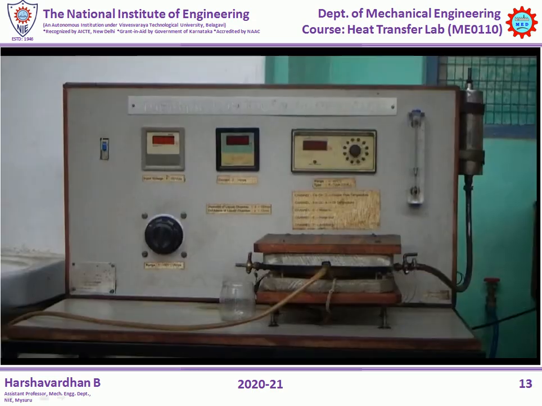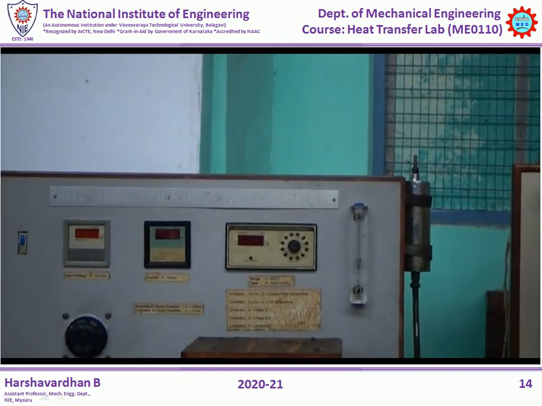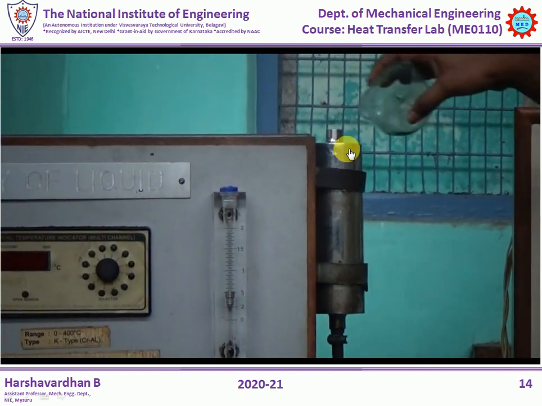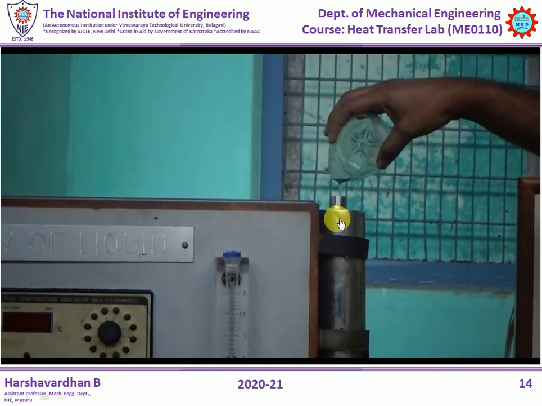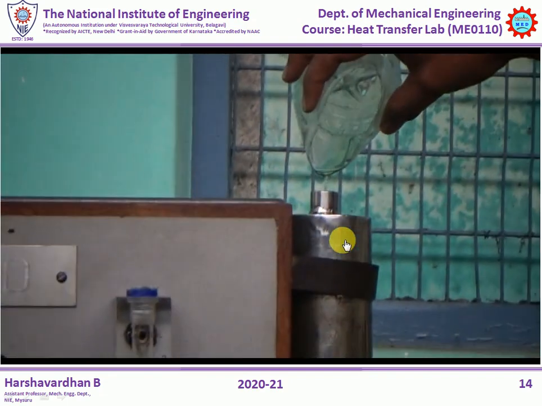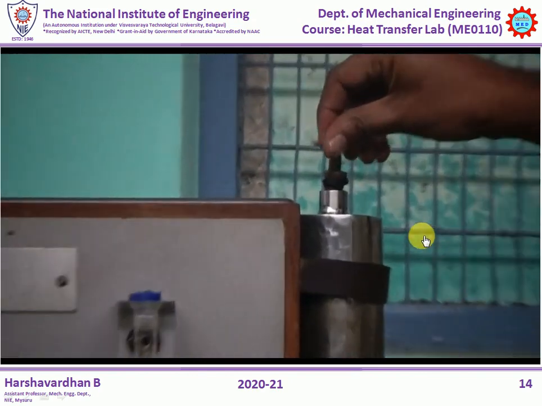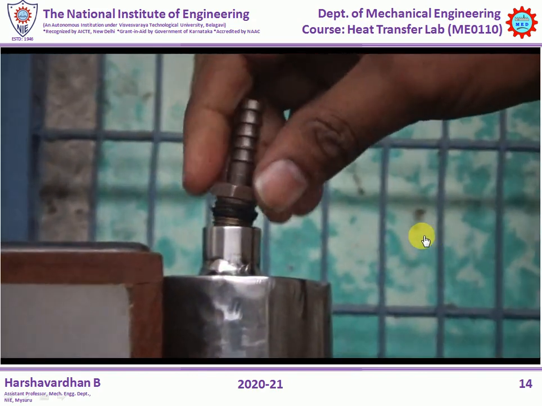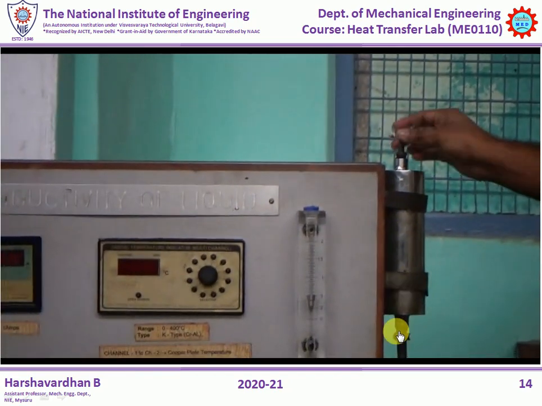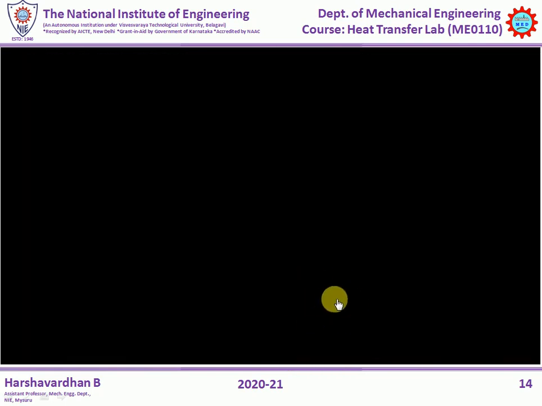Now let's have a look at the experimental setup. So this is the oil tank. This oil tank should be initially filled with the oil whose thermal conductivity has to be determined. Once it is filled, the cap of the oil tank should be closed. And then we should turn on the inlet valve here, and we should allow the oil to fill the test chamber.